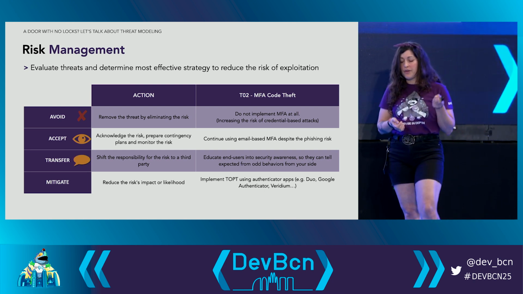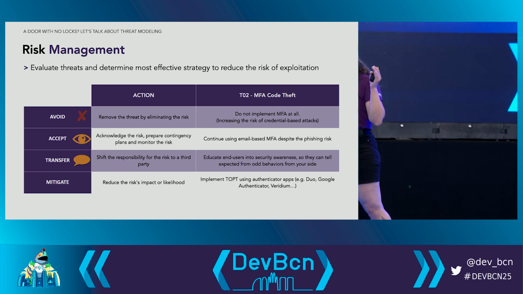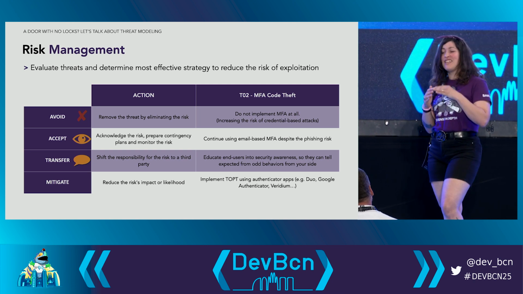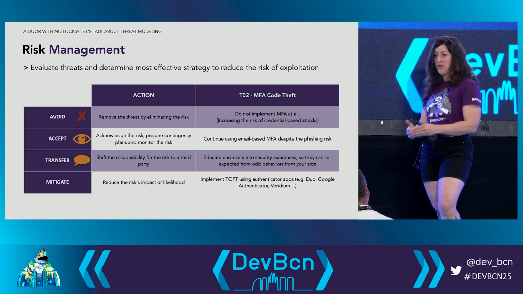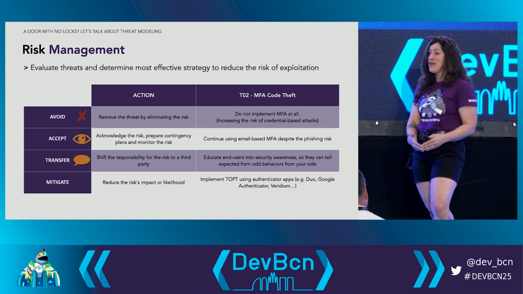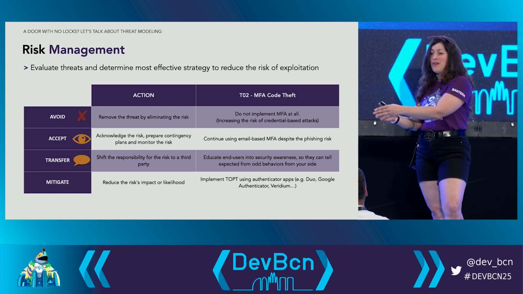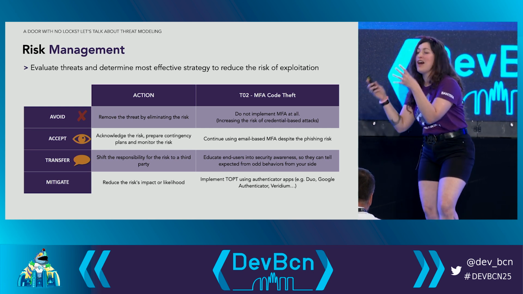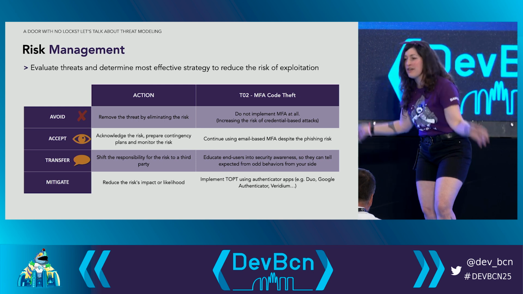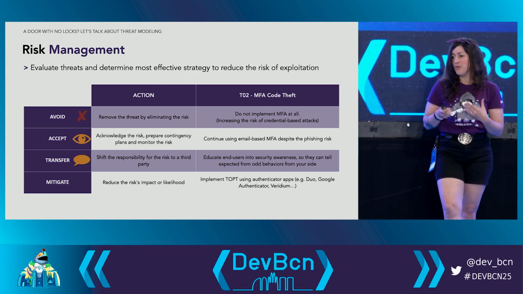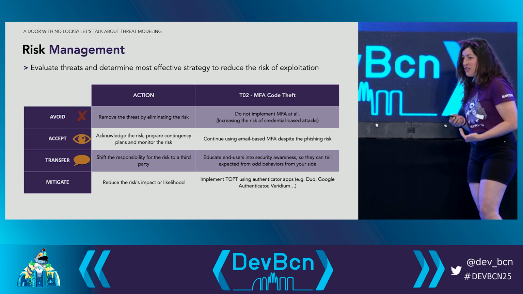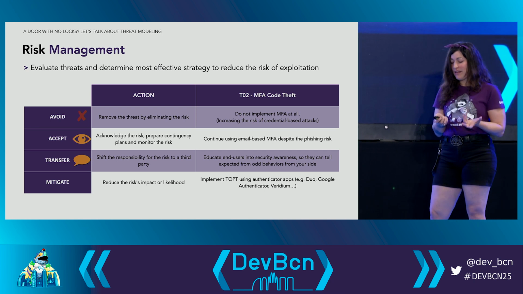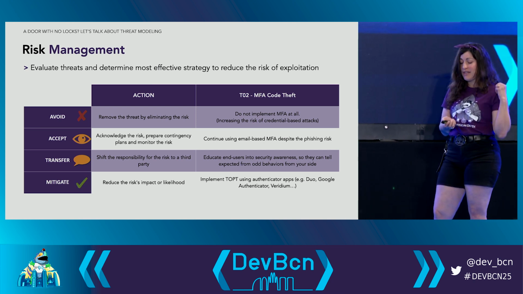You can transfer. You can shift the responsibility of the risk to a third party. This would be the user. But I like to say that it is never 100% transferring. You can have user education. You can educate your user to not share this with anyone. Like, we're never going to ask for your second factor. Don't share it with anyone. So you help the user to make informed, secure decisions. So it's not 100%.